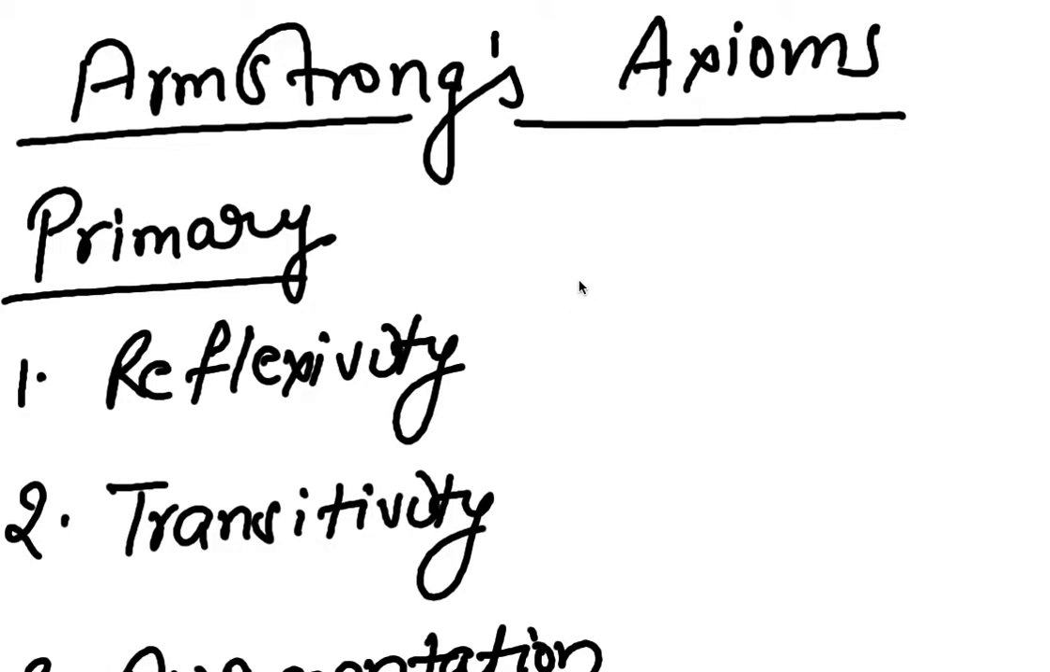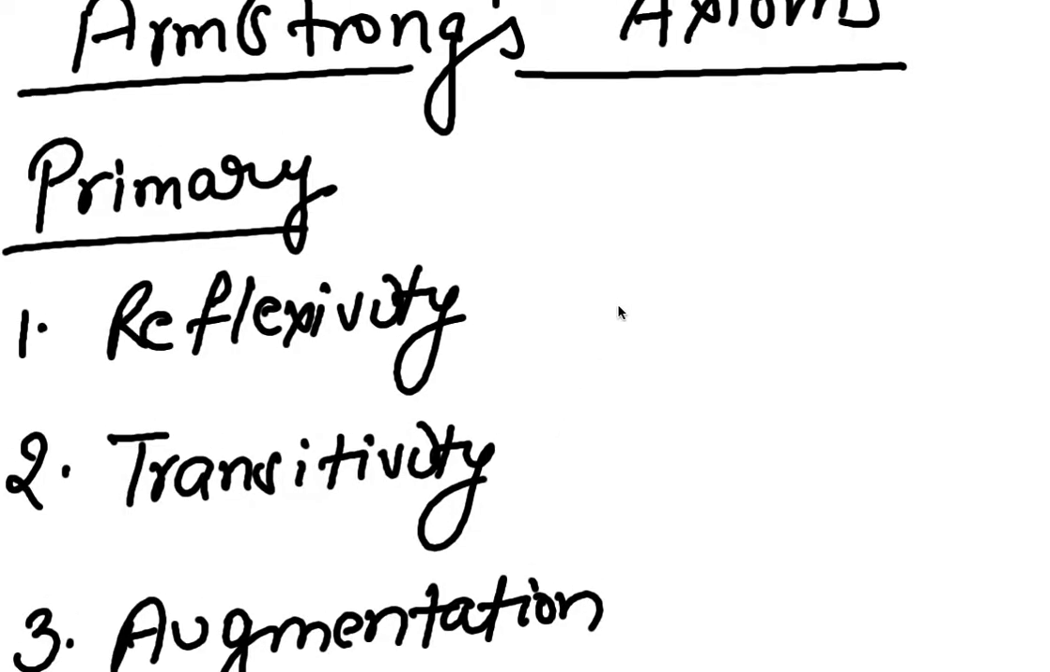So Armstrong's axioms can be divided into two parts: primary and secondary. In primary axioms, there are three types of axioms. First one is reflexivity, second is transitivity, and third one is augmentation.